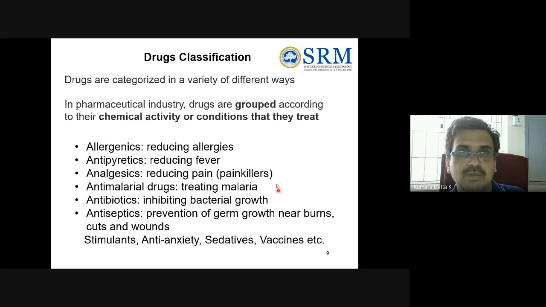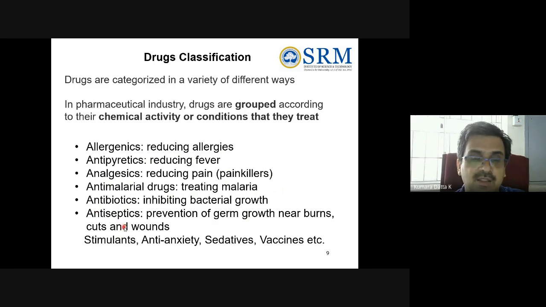So coming back to, as most of you are already aware, antiallergenics, which reduce allergies. Antipyretics reduce fever. So paracetamol, aspirin, and all will do this job. It brings down the temperature. Analgesics are painkillers. Anti-malarial drugs treat malaria. Then antibiotics. Please look at the term: anti means it doesn't like bacteria, so it inhibits bacterial growth.